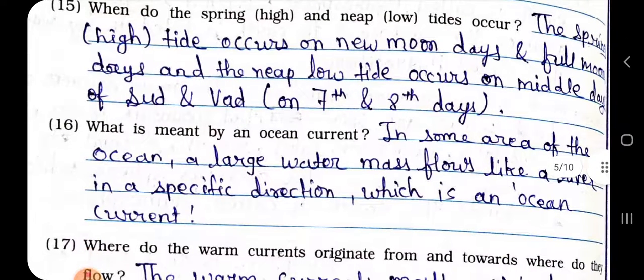When do the spring high and neap low tides occur? The spring high tide occurs on new moon days and full moon days, and the neap low tides occur on the middle days, the 7th and 8th days.